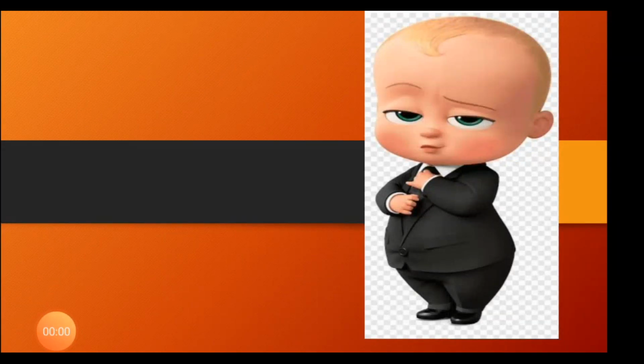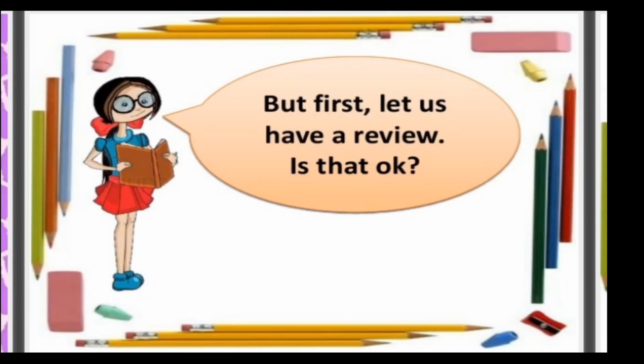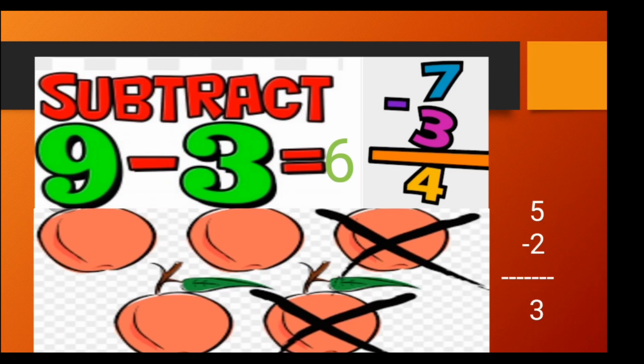Let's start. Today our topic is subtraction. But first, let us have a review. Subtract: 9 minus 3 is equal to 6. 7 minus 3 is equal to 4. How many peaches are there in the picture? 5. 5 minus 2 is equal to 3.